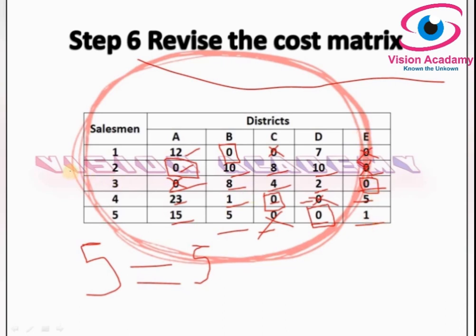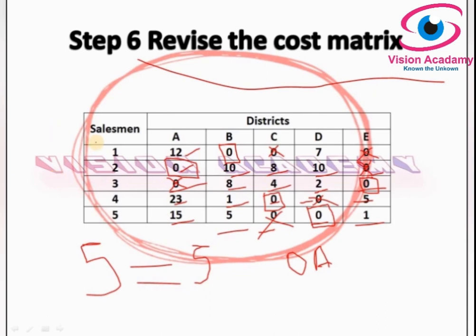Let's check row wise. Yes, here one assignment, in the second row also one assignment, in the third row also one assignment, fourth row also one assignment, fifth row also one assignment. Then this is the optimal allocation. So after making the optimal allocation, you should check the respective values.